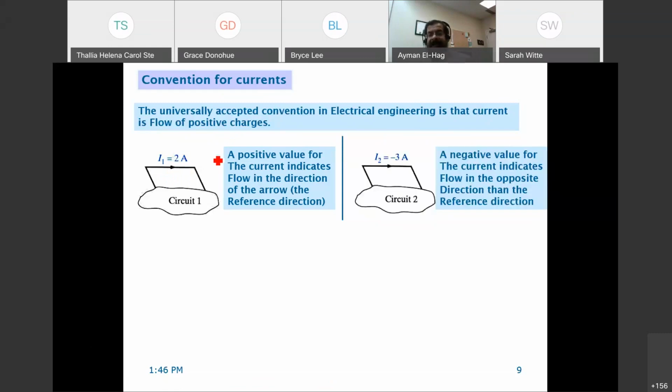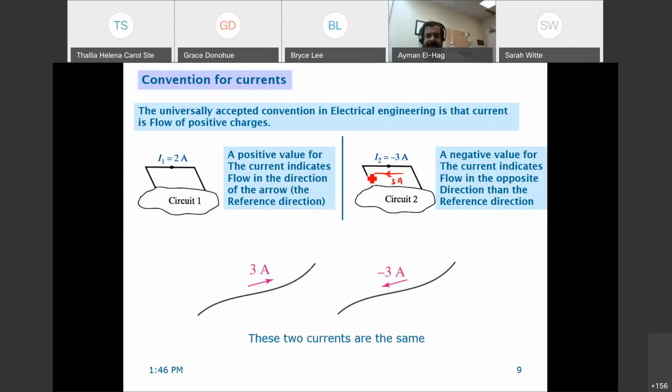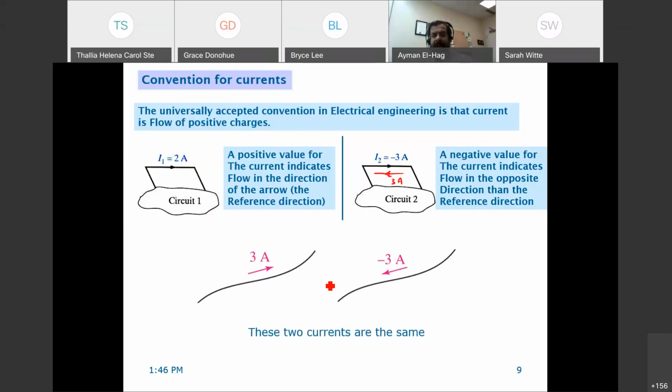However, if I give you that the current is equal to minus 3 amps going in the same direction, this is exactly equivalent to assuming that the current is going in the reverse direction with a value of 3 amps. So these two are exactly the same. A current going in one direction with a positive value, if you find it or assume it in the other direction, will be a negative value, and vice versa. This is extremely important, and we will see later on, once you start solving circuits, why this is very important for us.